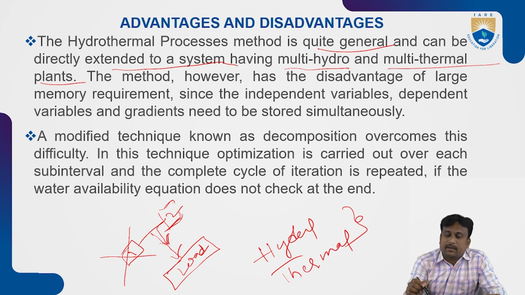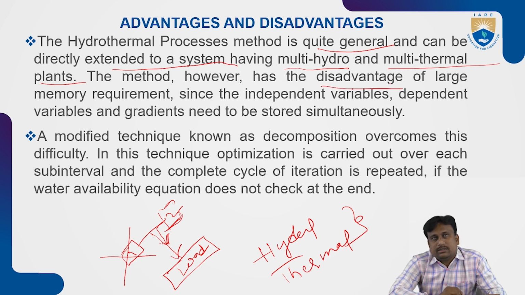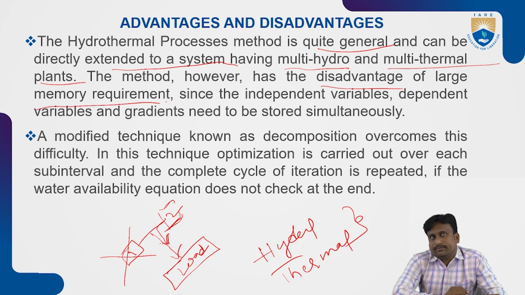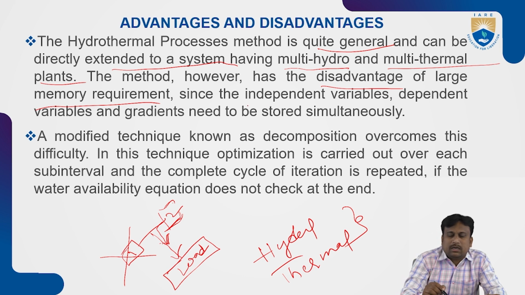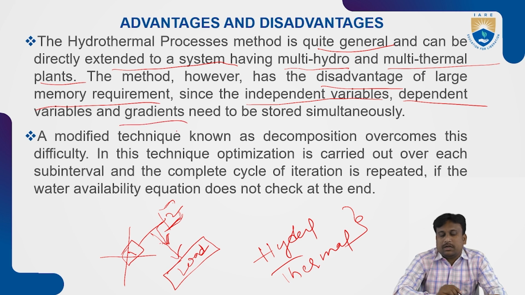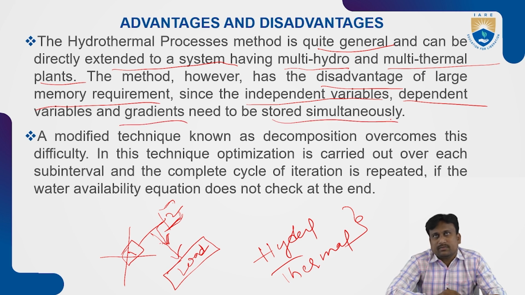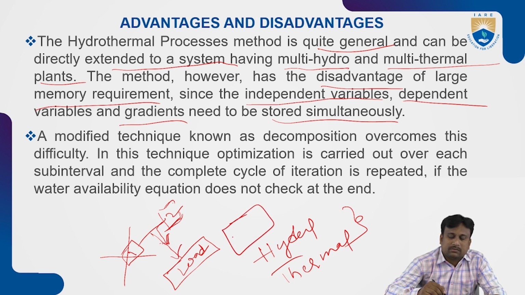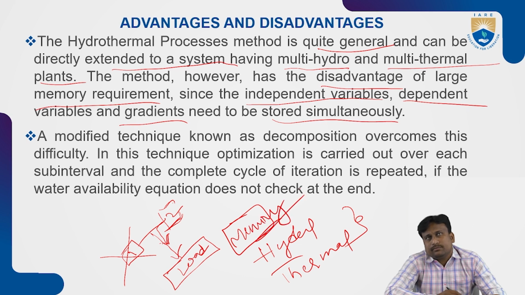This method also has one disadvantage. What does it mean? Large memory occupancy. Large memory requirement is there. It is associated with independent variables, dependent variables, and gradients. They need to be stored simultaneously. So this storing increases the space. That means memory occupancy is more.